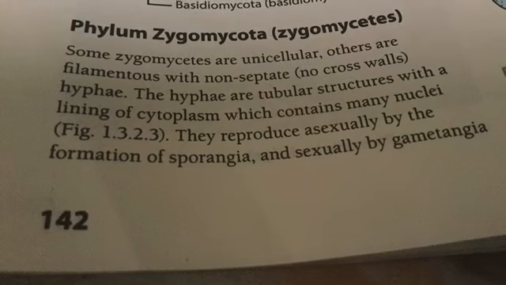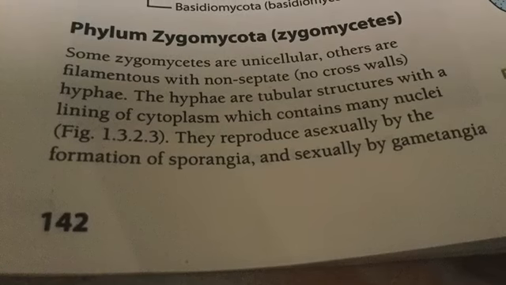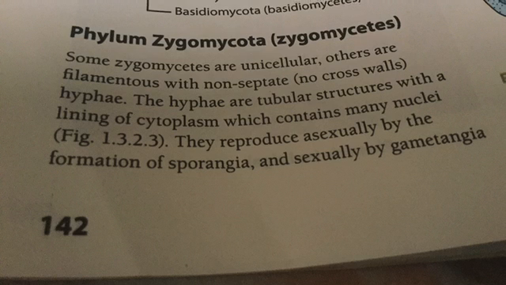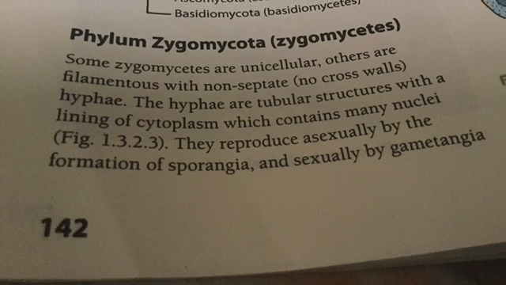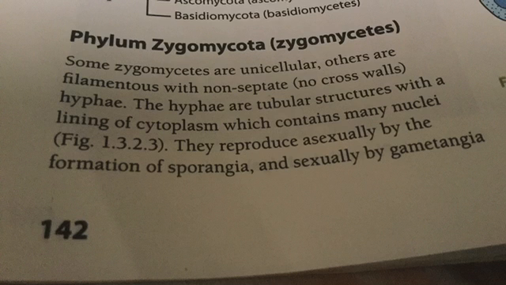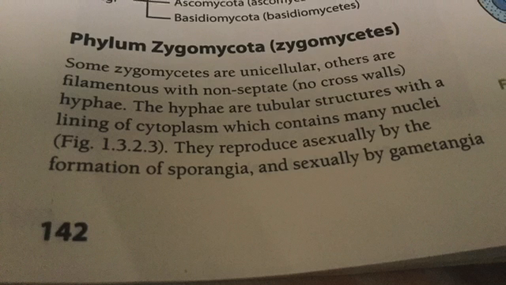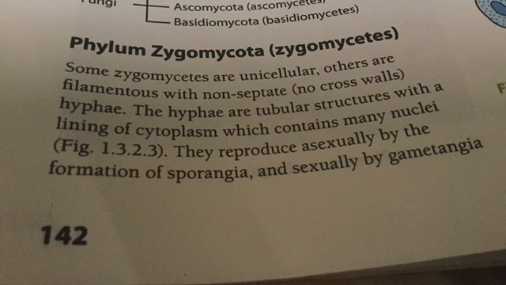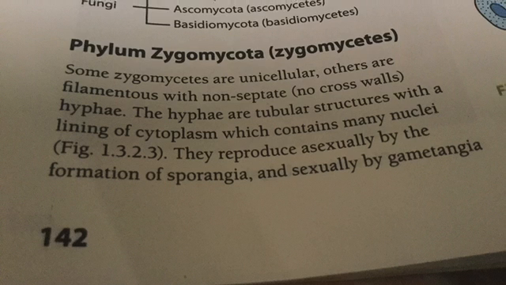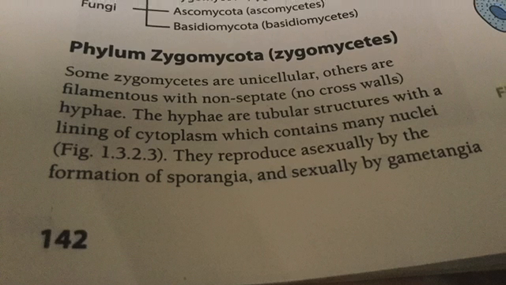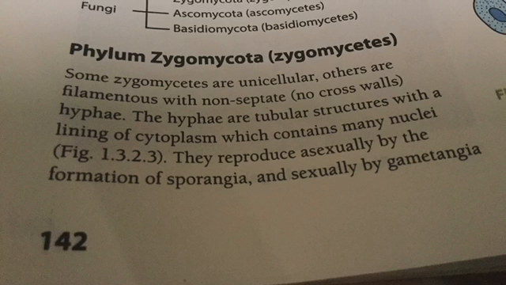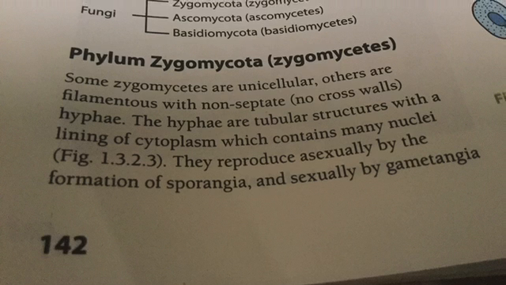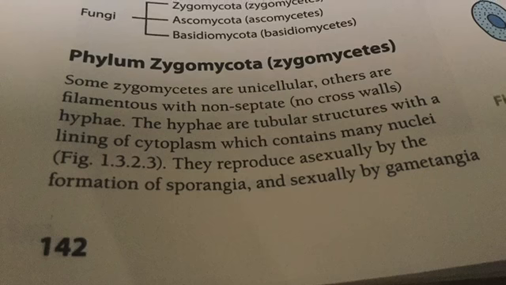Phylum Zygomycota. Some zygomycetes are unicellular, others are filamentous with non-septate hyphae, with no cross walls. The hyphae are tubular structures with a lining of cytoplasm which contains many nuclei. They reproduce asexually by the formation of sporangia and sexually by gametangia.